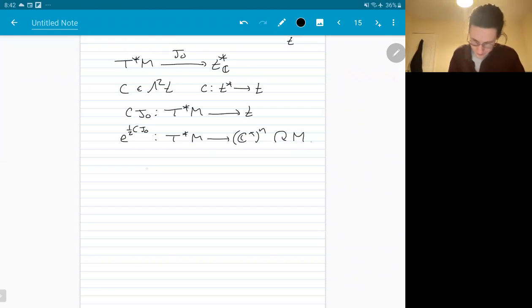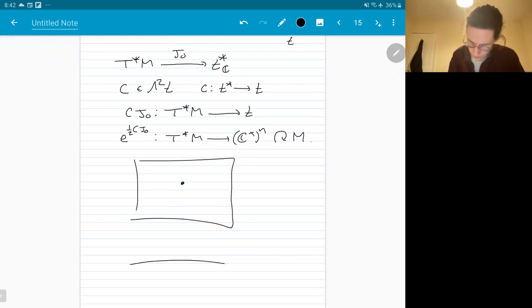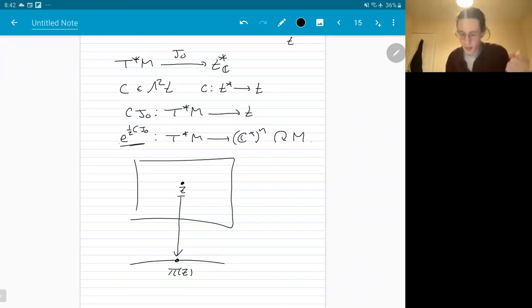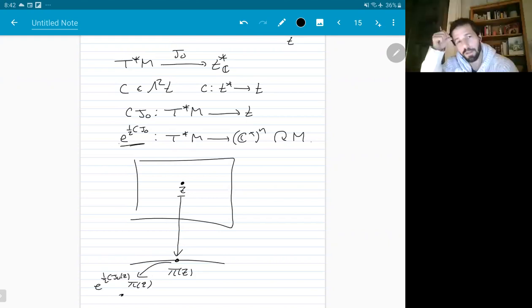So the picture is that we have some cotangent vector. It's living above, let's say Z, it's living above a point pi of Z. And instead of just projecting to here, we're going to plug Z into CJ0 and exponentiate it to get an element of the torus, this thing here, and then we're going to apply it to move our point around. Like that.